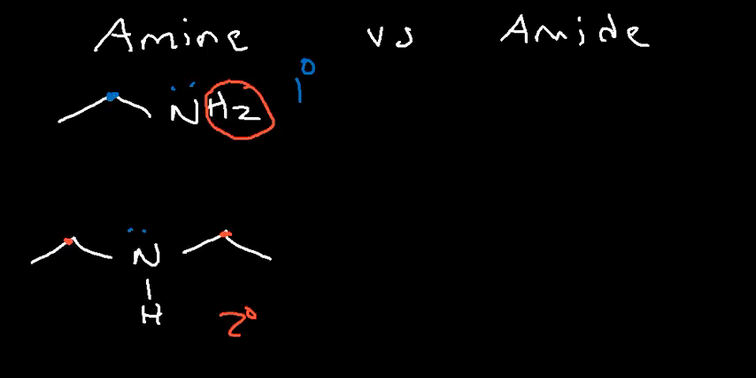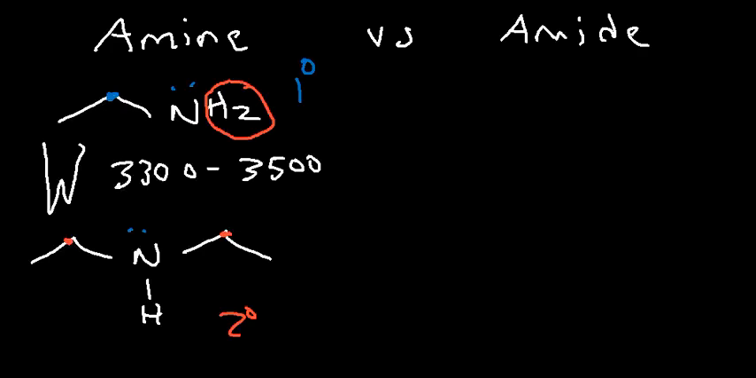Now, primary amines tend to have a double peak, which is usually around 3300 to 3500 in that general range. And a secondary amine usually has a single peak, which looks like this, which is around the same area, 3300 to 3500. As you can see, it's in the same area as an OH bond. They both have hydrogen bonds, NH and OH. But the OH, for some reason, is much broader.